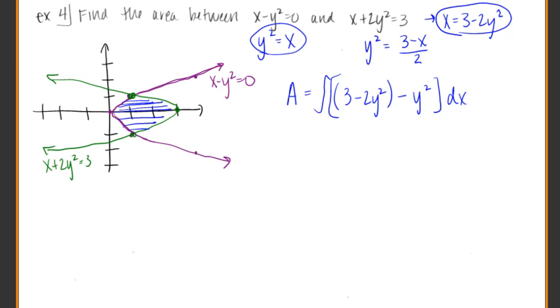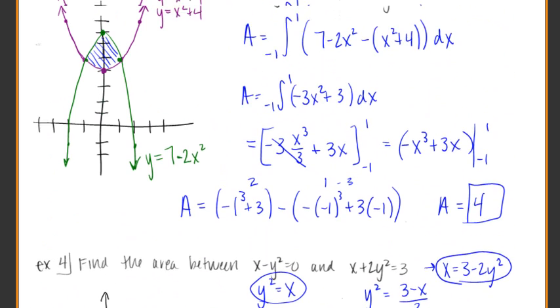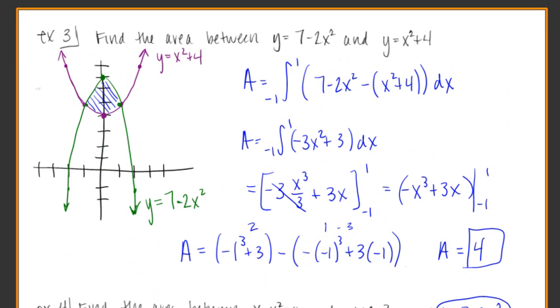Let's go back to example 3 so I can make this point. When we did this one, we did the upper curve minus the lower curve. What we were looking at is technically all these intervals going from the upper to the lower. See how it's going from a y value to a y value? So we had y equals 7 minus 2x squared minus y equals x squared plus 4, because we were going from upper to lower along the y-axis.